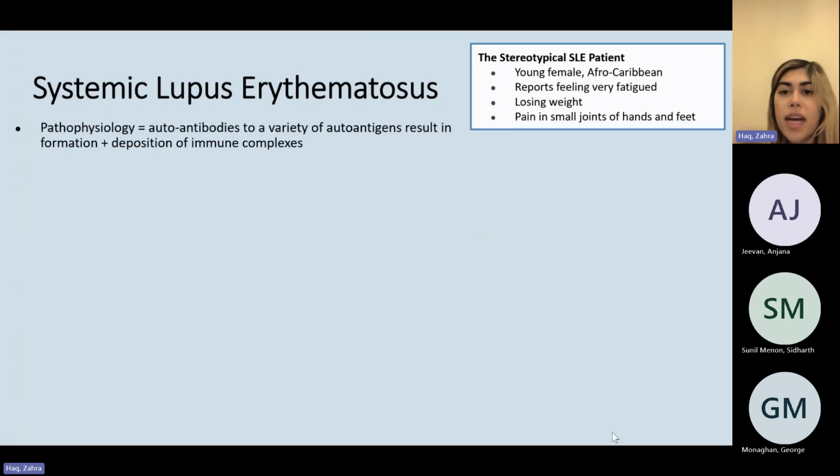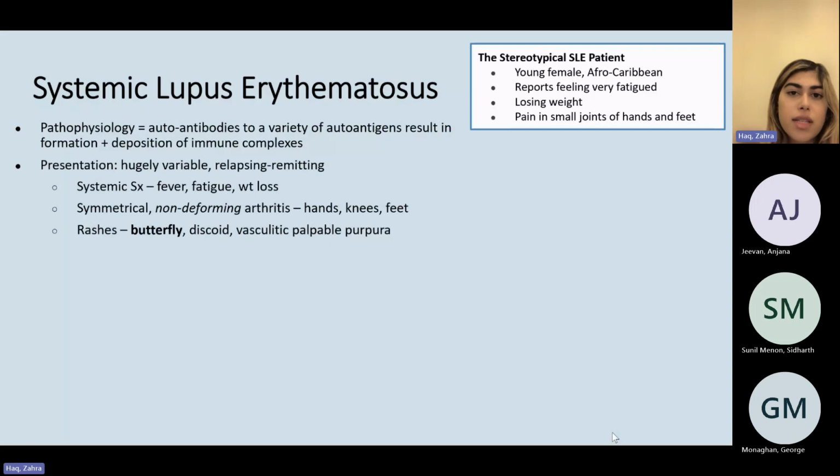So the stereotypical patient would be a young female Afro-Caribbean patient who reports feeling very fatigued, perhaps losing weight, and getting arthritic symptoms in the hands and feet. In terms of presentation, there is a very wide variety of presentations, and it's typically a relapsing and remitting trajectory.